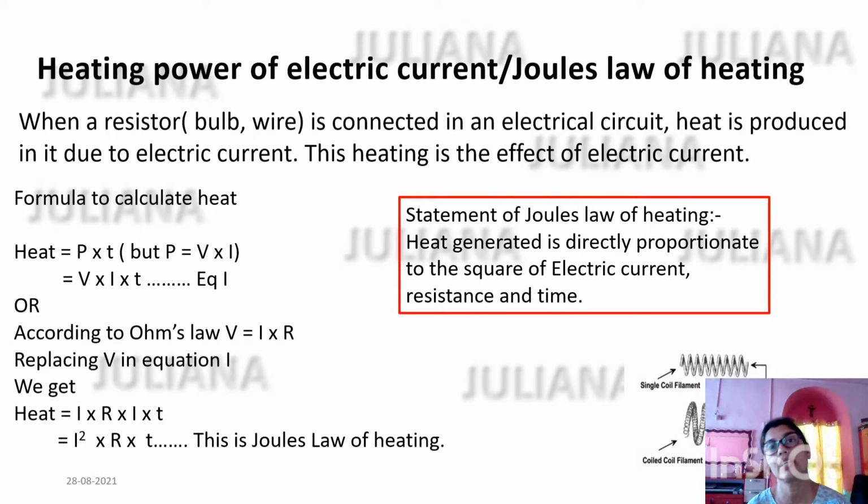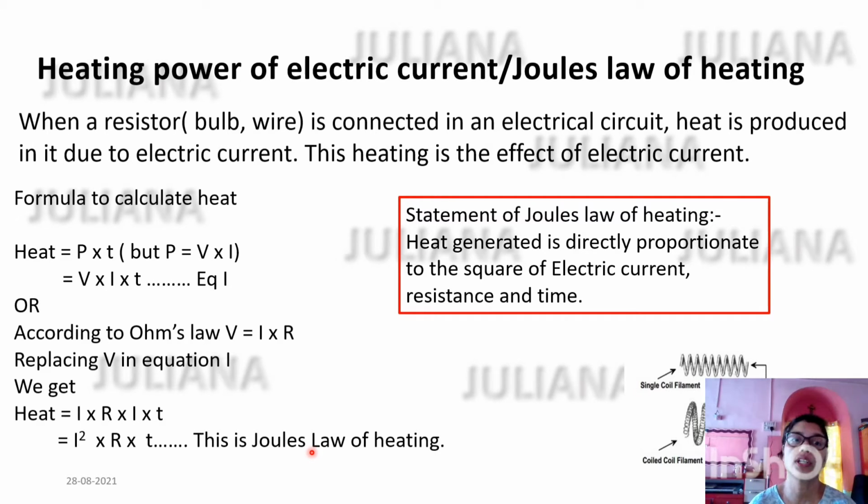So heat is equal to the power into the time that I used, but we have studied power is equal to the voltage, that is potential difference, into current I. And therefore you can get another equation, heat is equal to the potential difference into current into T, that is V into I into T. So this is one equation. Now according to Ohm's law, we know V is equal to I into R, that is current into resistance that is offered. Now replacing V in that equation 1, V into I into T, replacing this V by I into R, we get the equation heat that is generated in the conductor is equal to I into R into I into T. That means it is equal to I square into R into T, and this is considered as Joule's law of heating.